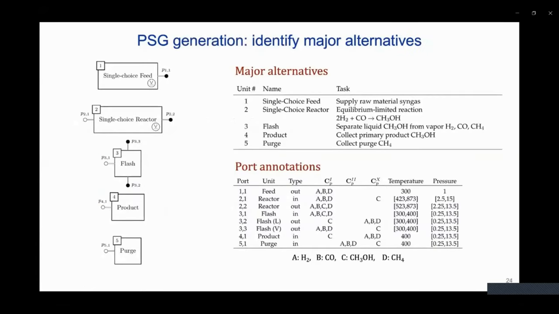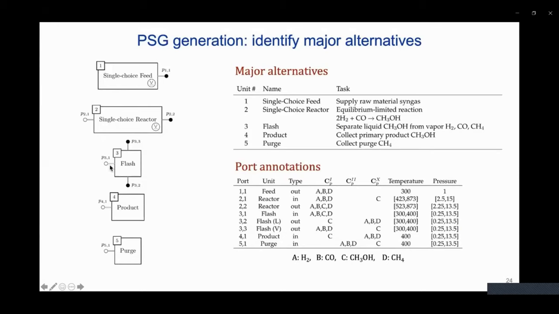So here, very briefly, I have on the left, for example, five possible units: single choice feed, single choice reactor, flash, the product and the purge. And you can see, for example, for the single choice feed, the outlet is a port, a black dot, that then feeds into the process. Then you have the single choice reactor. The inlets are the white ports. The outlets are the black ports that are shown here.